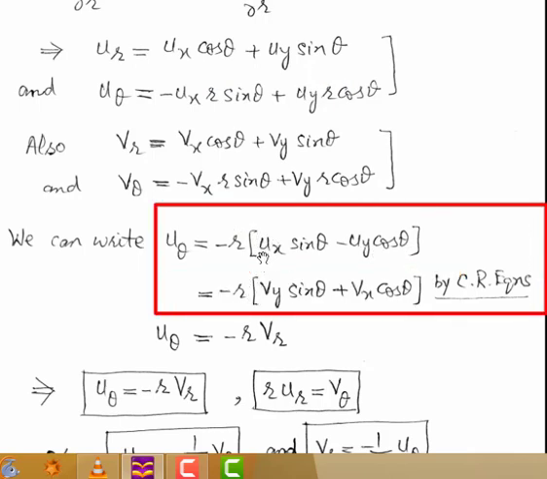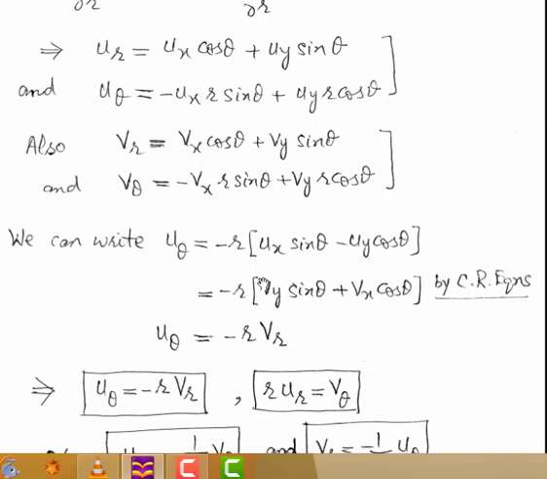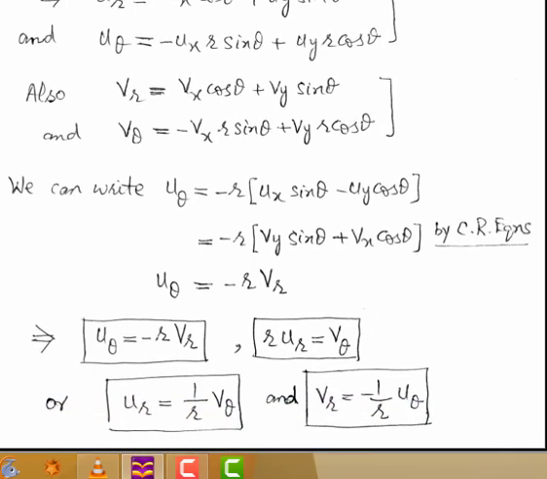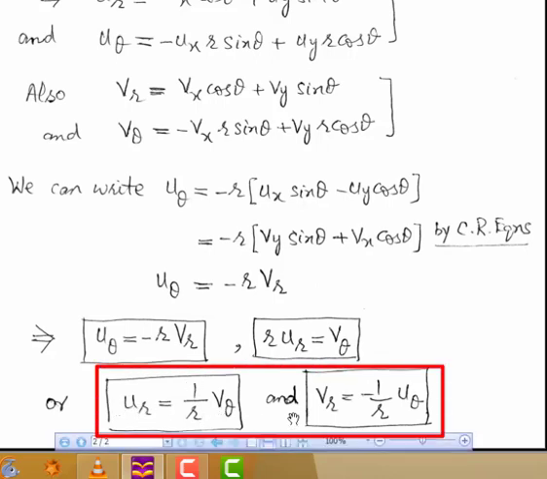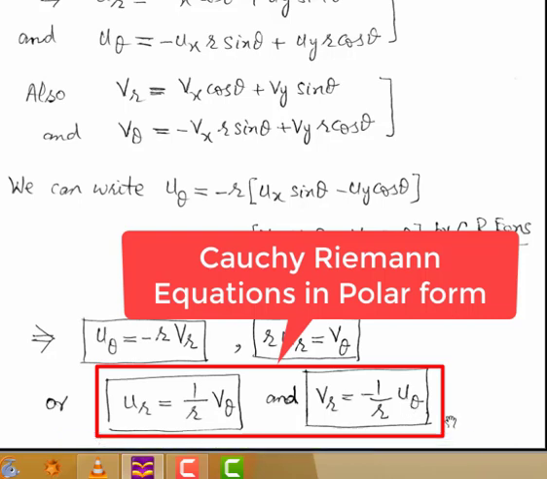And we also know that ux is equal to vy and uy is equal to minus vx by CR equations. Therefore, this expression is equivalent to vr, and we can write u theta is equal to minus r vr. Similarly, the second equation will be r ur is equal to v theta. We can write it in another form: ur equals 1 over r v theta and vr equals minus 1 over r u theta.